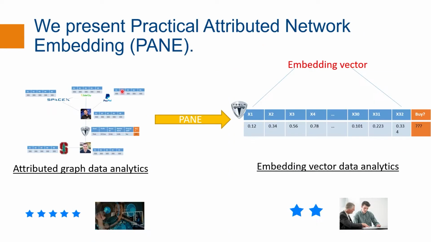In this paper, we present Practical Attributed Network Embedding, or PANE. The idea of PANE is that you transform a very difficult problem, which analyzes the attributed graph, to a simple one, which is to analyze data in a single table. This transformation works by condensing information about this particular node, which includes edges and nodes and attributes around this node, to a fixed length embedding vector.